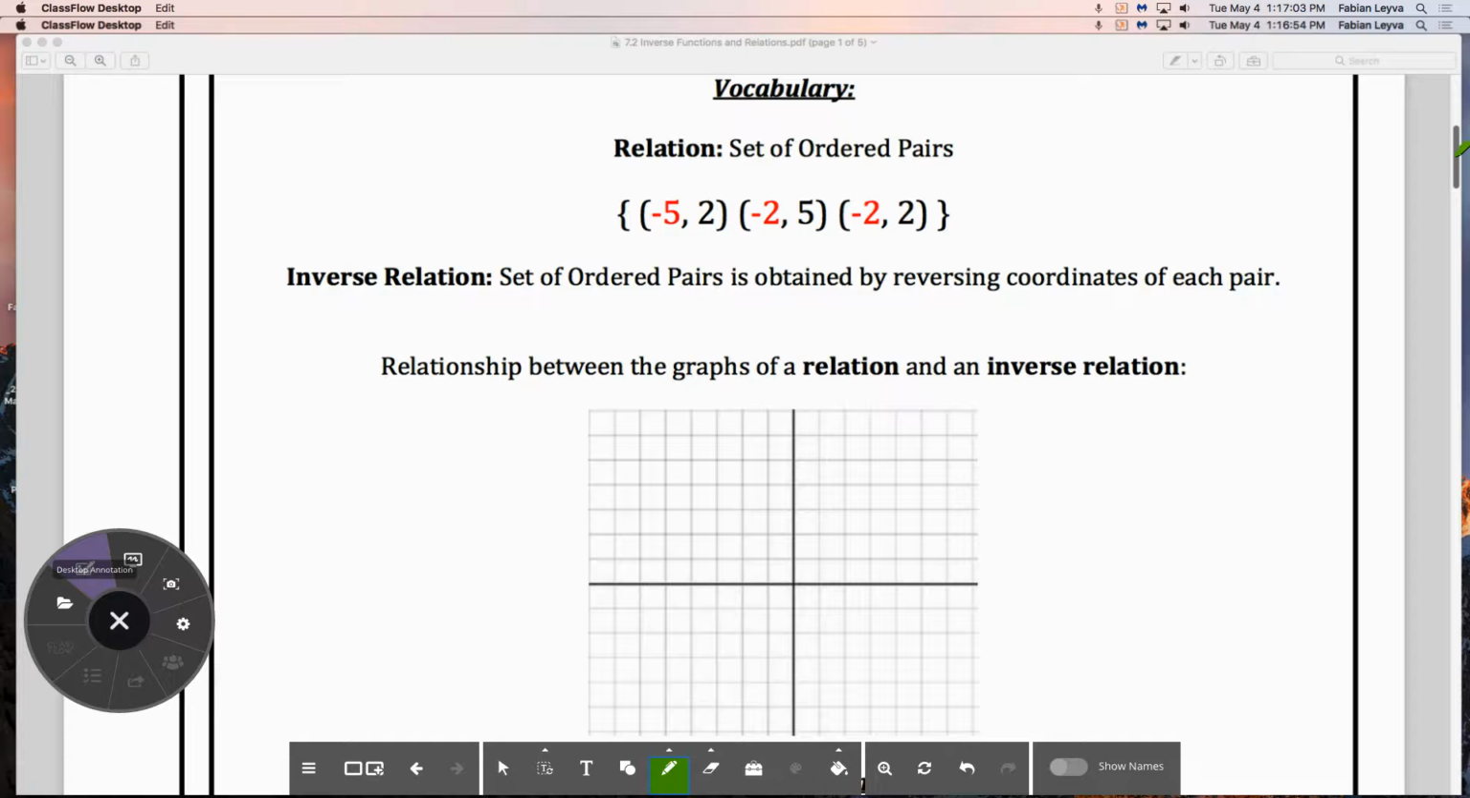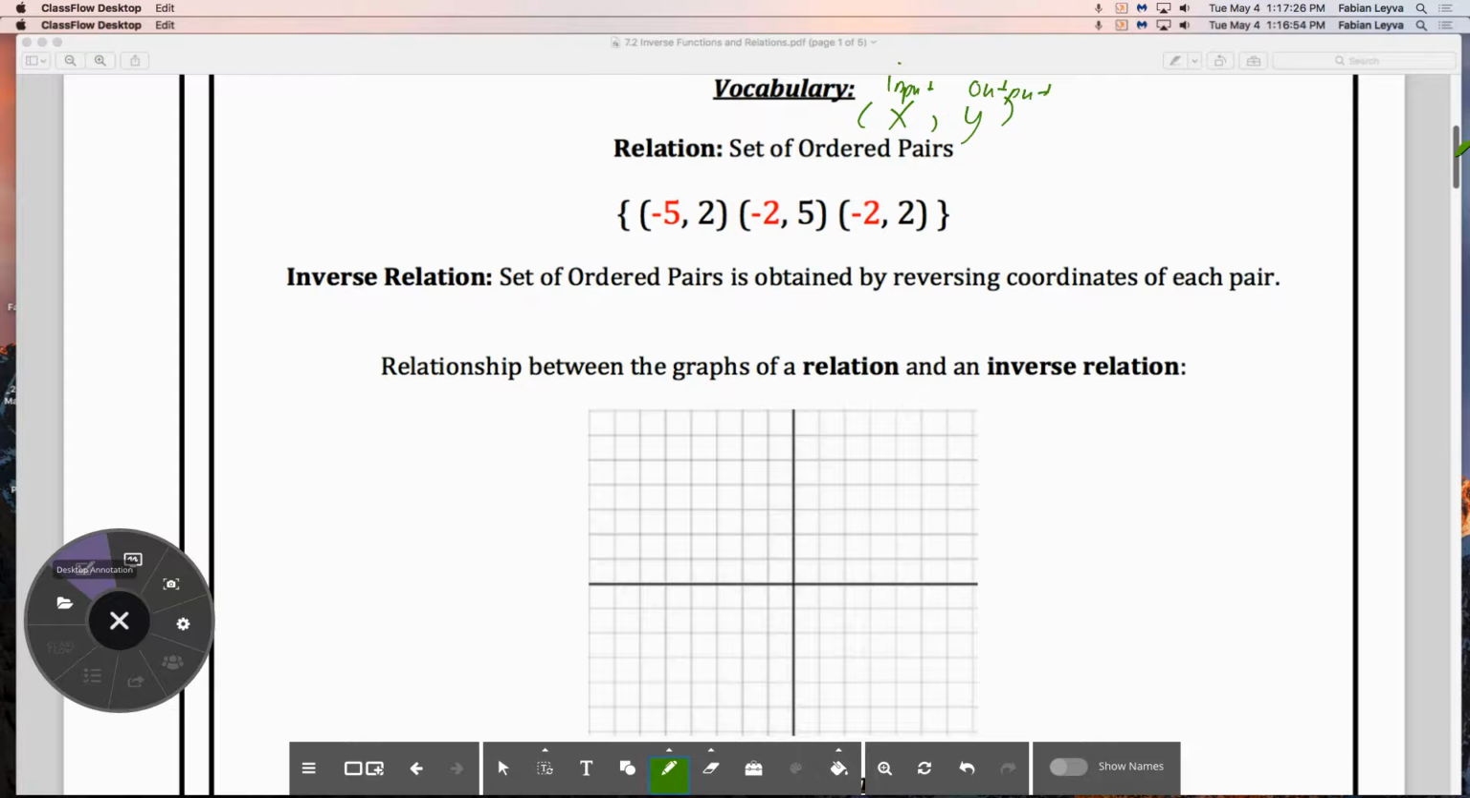Now remember that ordered pairs are literally the way we write relations. The parentheses with the comma in the middle. Does everybody remember what gets listed first? Is it your x or your y? Your x. That means that your y gets listed second. Keep in mind that when we're talking about x's, we're talking about inputs. When we're talking about the y's, we're talking about outputs.